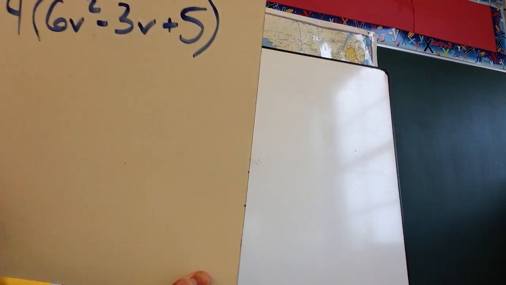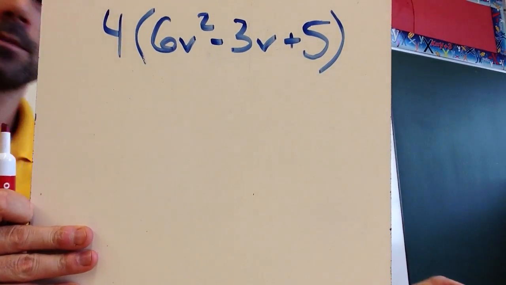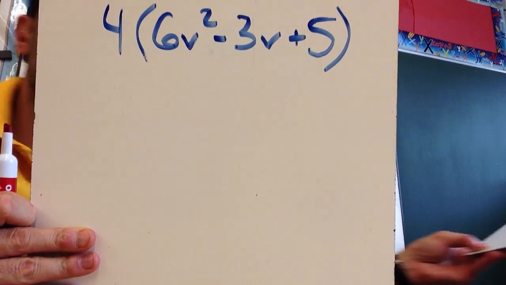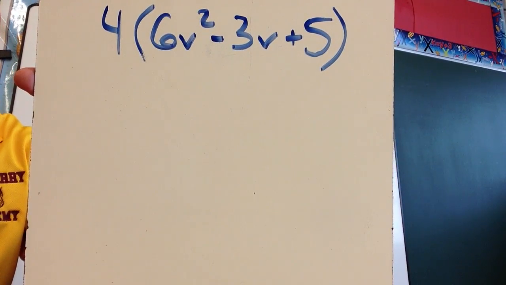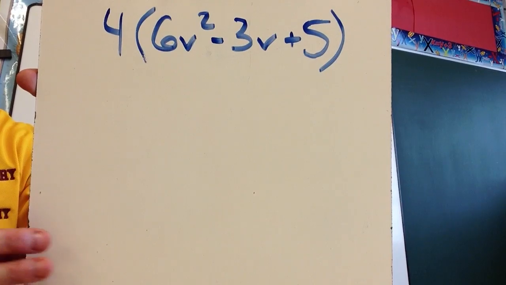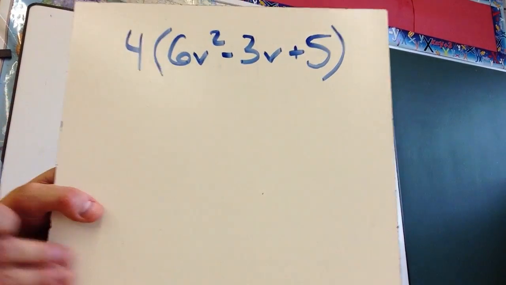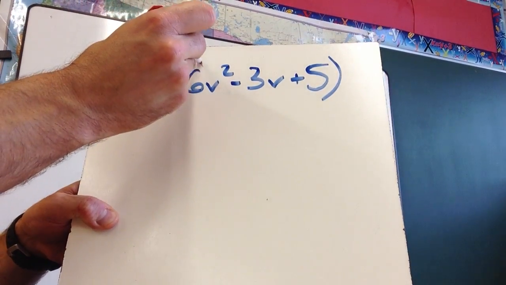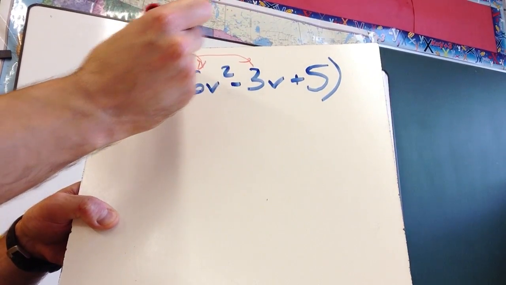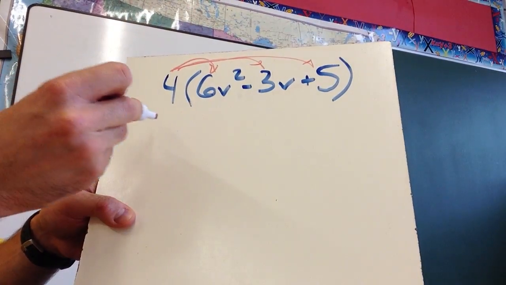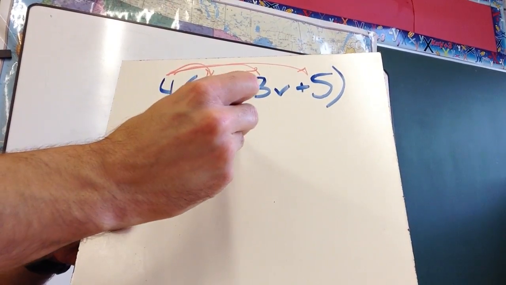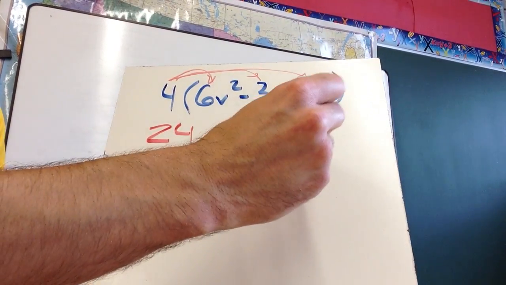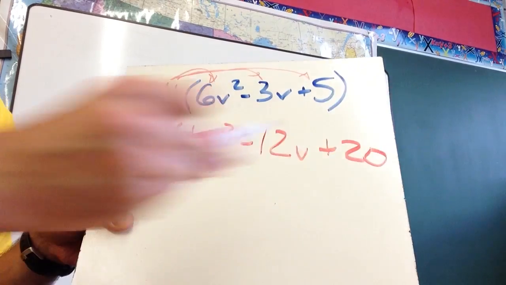Okay, now you try one. Please pause the video at this time to practice this problem. Hopefully you took the 4 and multiplied it to each of these terms. So you should get 24v squared minus 12v plus 20.